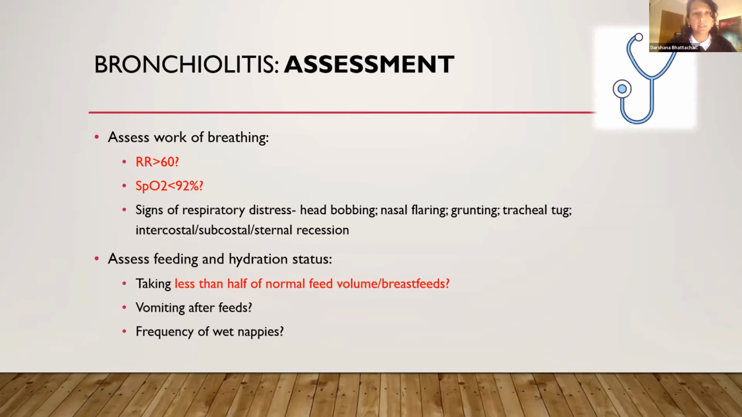You certainly need to assess feeding and hydration status. Typical rule of thumb that we use in pediatrics is whether the child is able to take at least half of their normal volume feeds. Now, if they're bottle fed, you can calculate that fairly easily. If they're breastfed, that's a little trickier, but you can ask the mother how many feeds they've had in the day, how long they're latching on for, and whether they're having any vomits. And frequency of wet nappies is also a key indicator of hydration. So do ask about wet nappies as well in that situation.